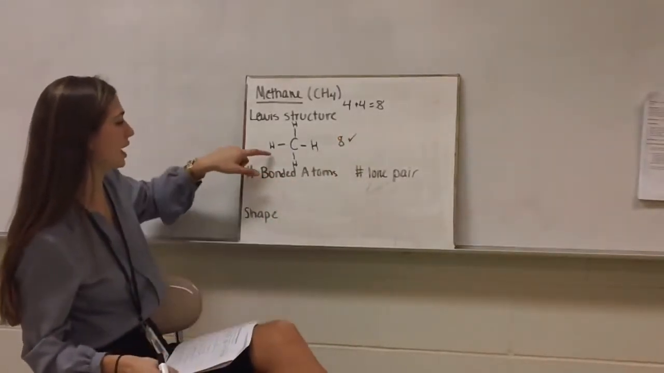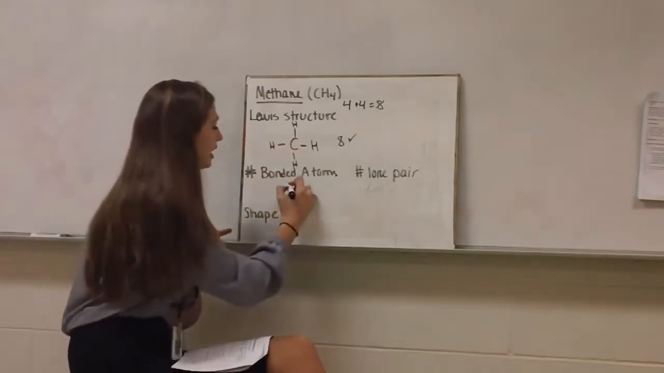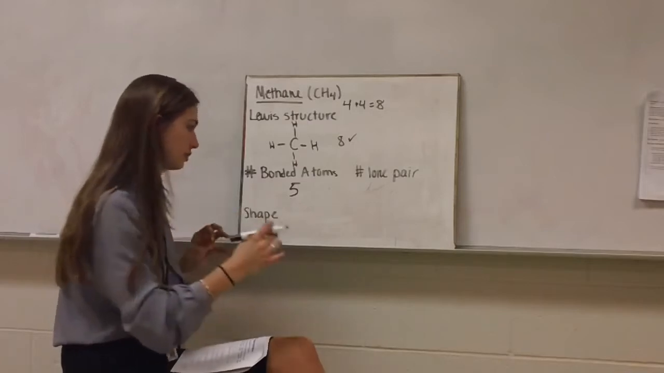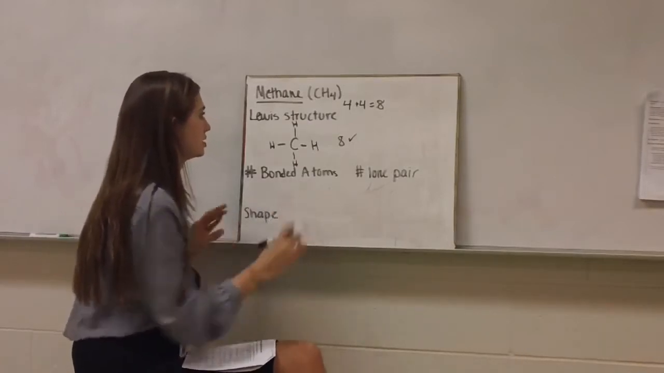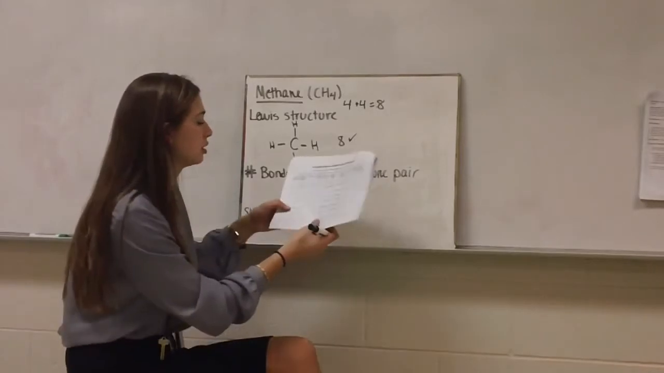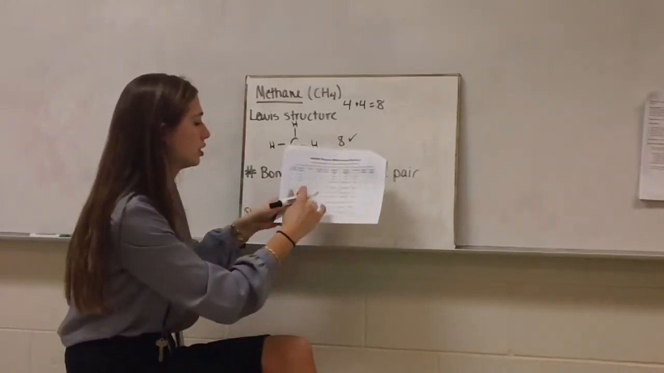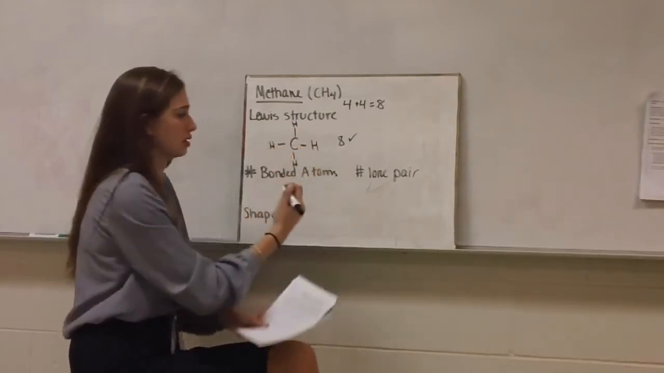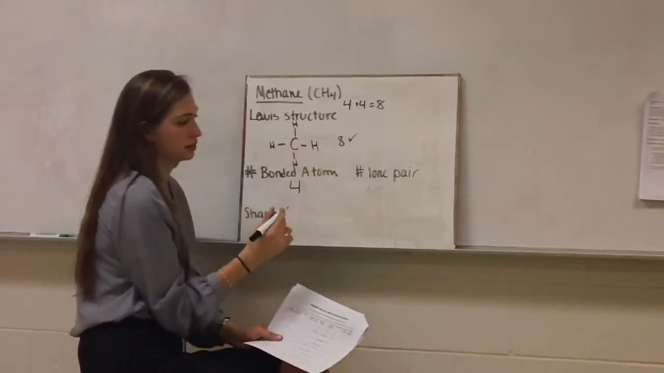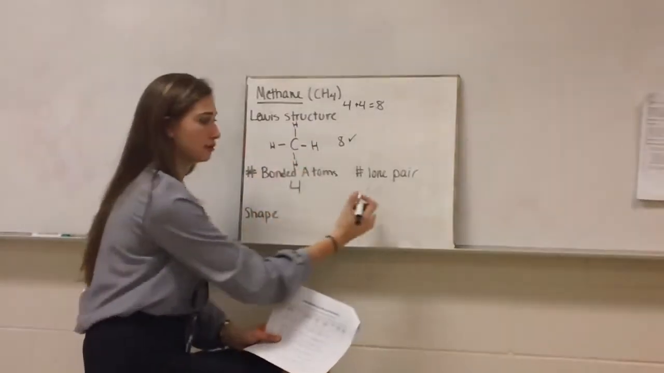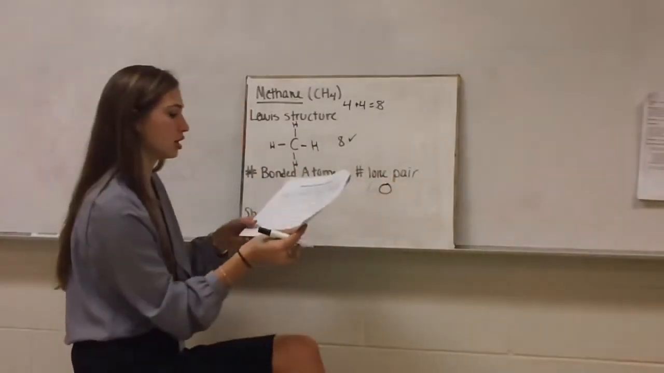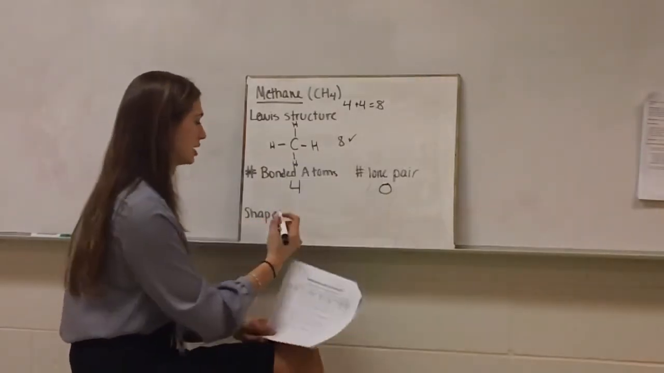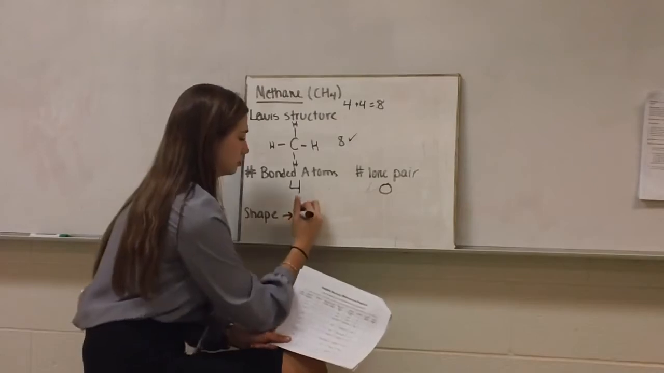Bonded atoms. How many atoms are bonded? Actually, what we're going to do is go to your chart here and count the number of bonded atoms to the center atom. So we have 4 bonded atoms, and we have no lone pairs here. We go to our chart, where it says 4 bonded atoms and 0 lone pairs. The shape is tetrahedral.